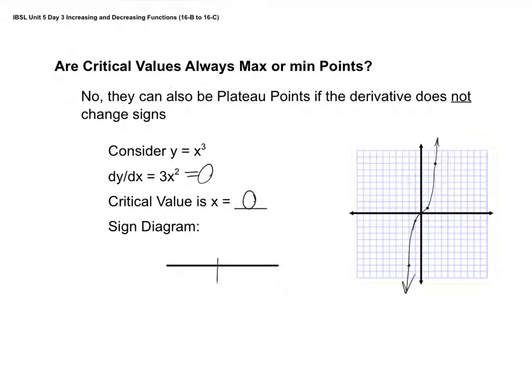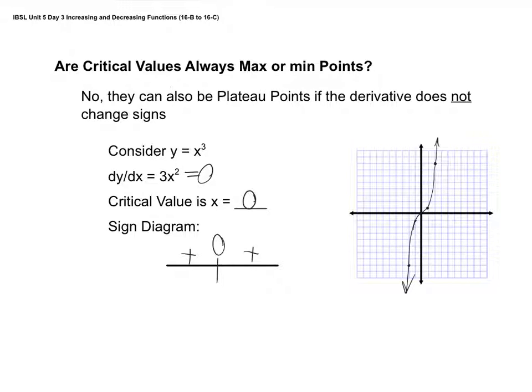But notice here, if I make a sign diagram, getting back to this, I'm increasing on the left and I'm increasing on the right. So we could say that this is increasing for all values except for 0. So what we call these are plateau points.